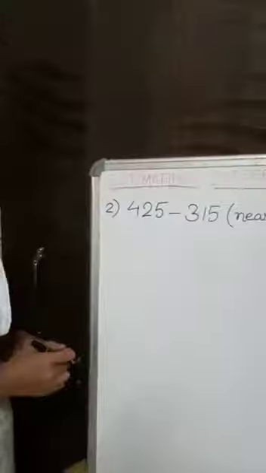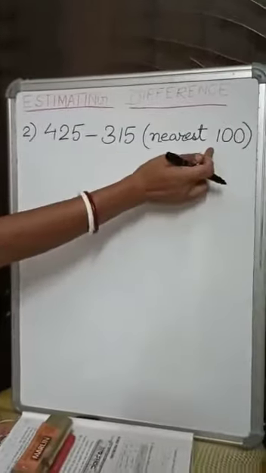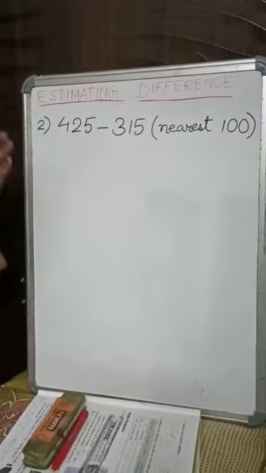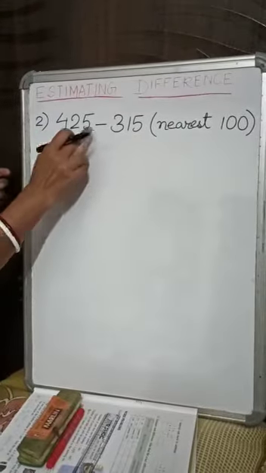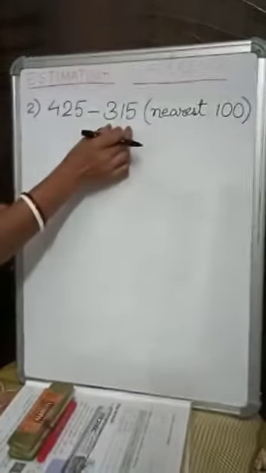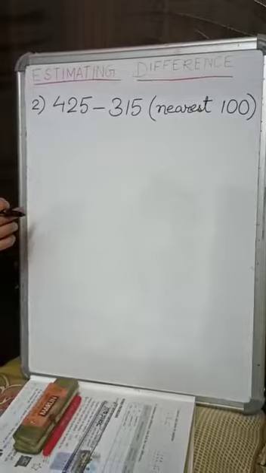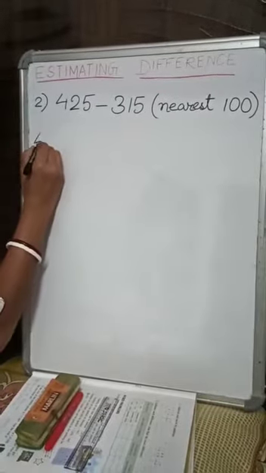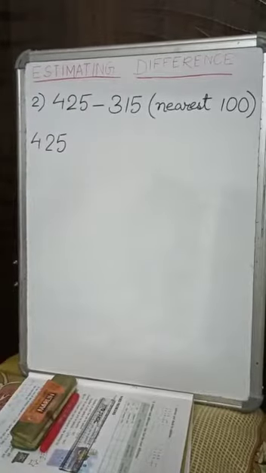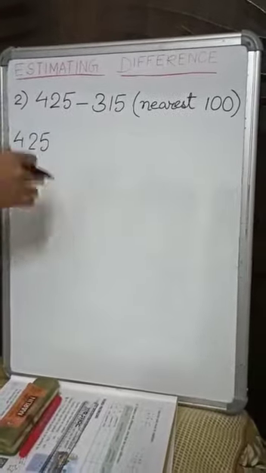difference. Now we will learn how to find the estimated difference by rounding to the nearest 100. So rounding to the nearest 100, you are asked to find out the estimated difference of this question. 425 minus 315. So we will be rounding these two numbers to the nearest 100. So let us start. 425. So what is our first thing? We have to count in hundreds.